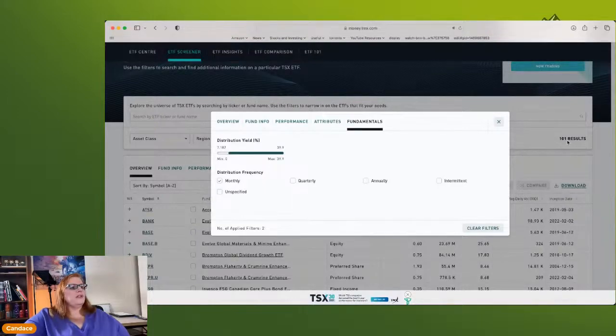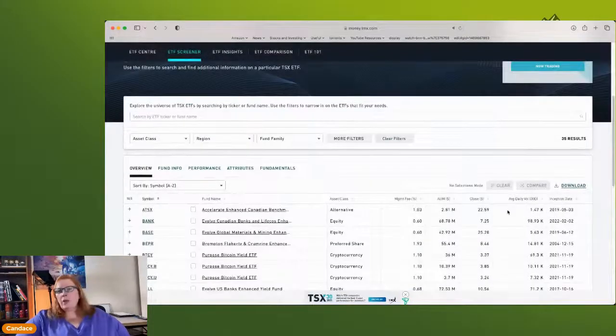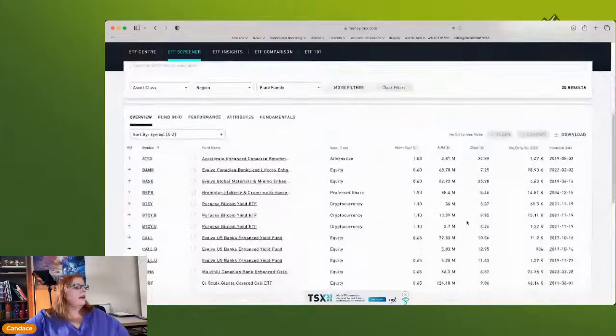You'll notice here on the side, 101 results. So if I were to take this up to, let's say, 9%, all of a sudden we've only got 35 results. So let's leave it at that 9% because we're going to be dividend chasing for this one. We just close out of here and we have our 35 stocks right here.